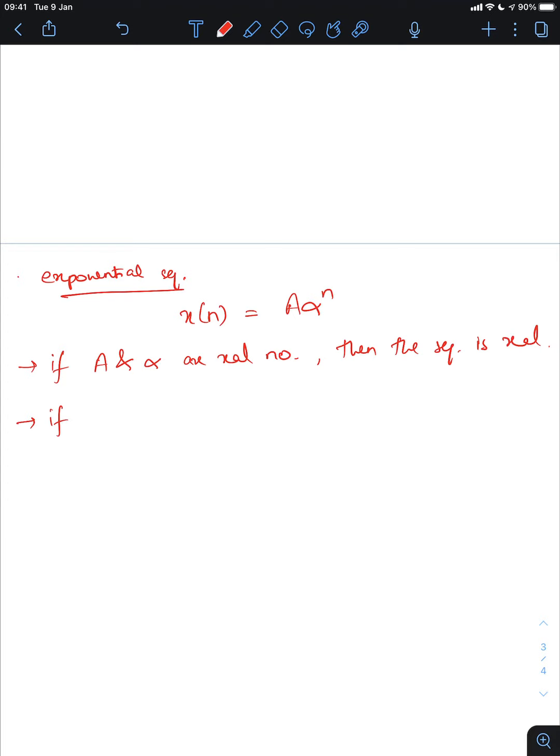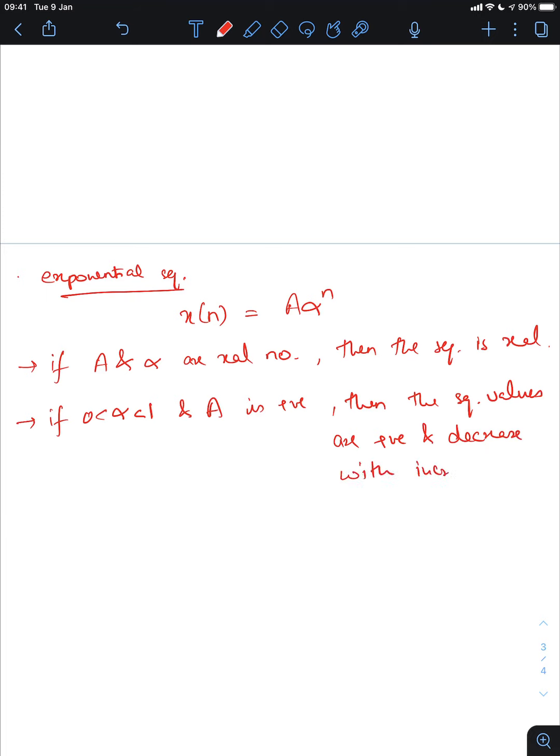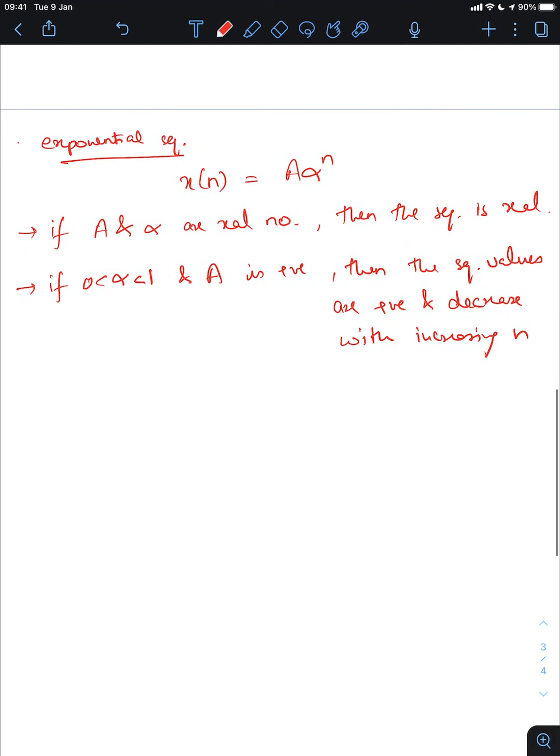The second condition: if we have alpha lying between 0 and 1, and a is a positive number, then the sequence values are positive, and the values will decrease with increasing n. This you can also visualize by simple coding in MATLAB.